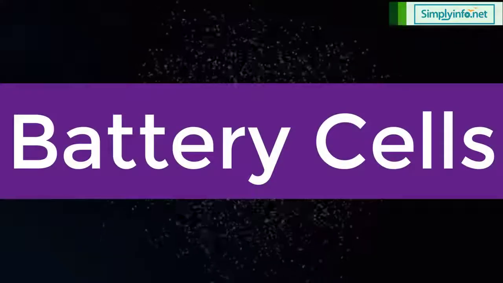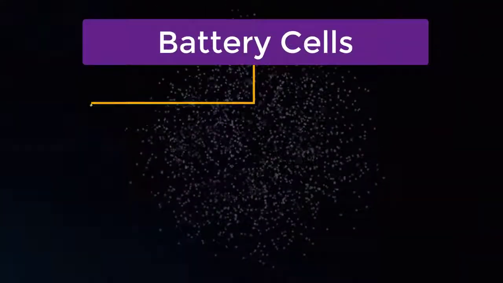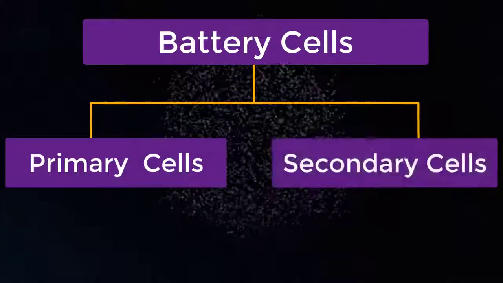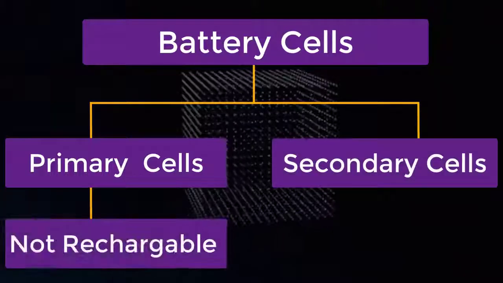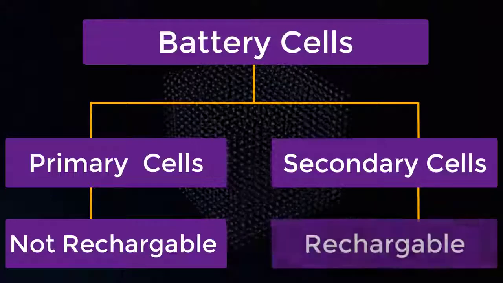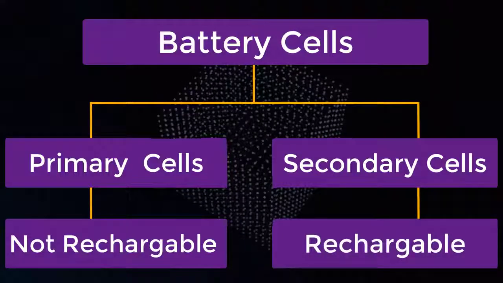The battery cells are classified into two types, namely primary cells and secondary cells. The primary cells are not of rechargeable type, but the secondary cells can be recharged.